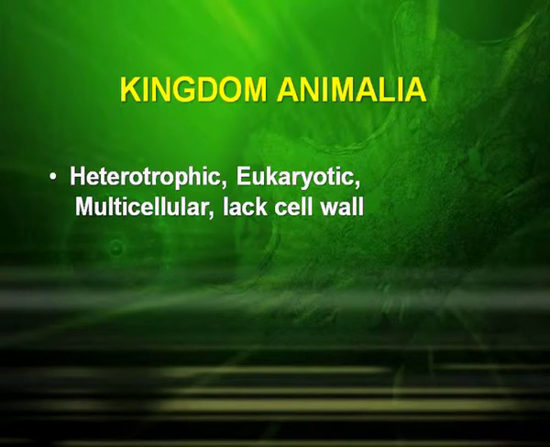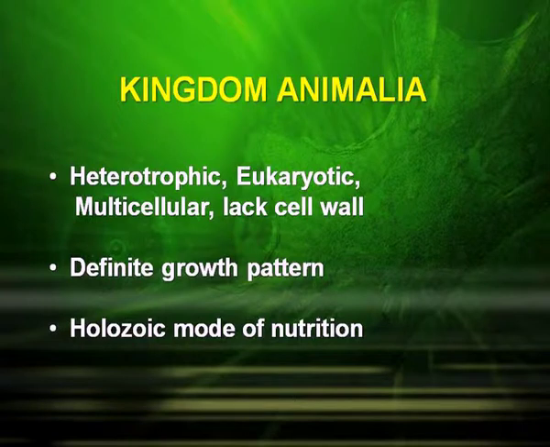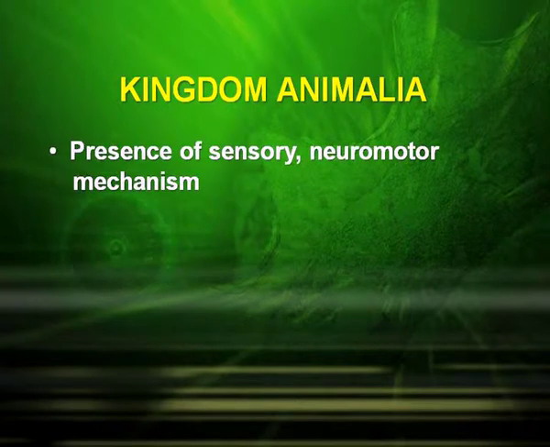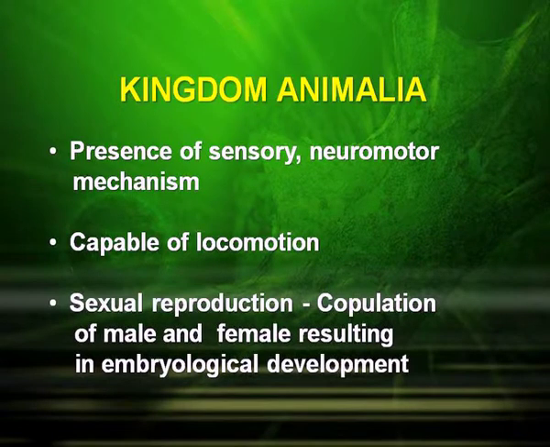Kingdom Animalia. They are heterotrophic, eukaryotic, multicellular organisms. They lack cell wall, definite growth pattern, holozoic mode of nutrition, presence of sensory neuromotor mechanism. They are capable of locomotion. Sexual reproduction is by the copulation of male and female, resulting in embryological development.